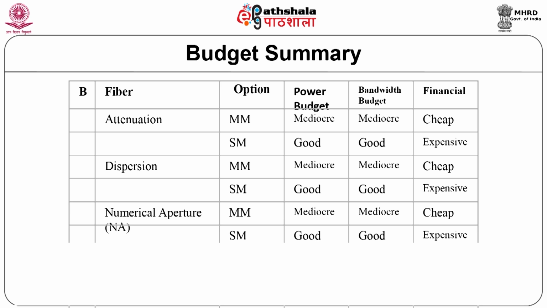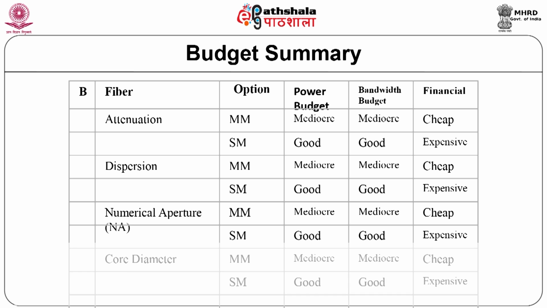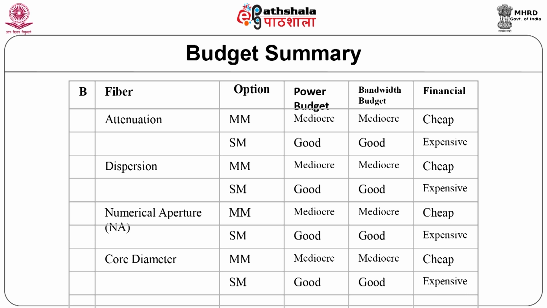Numerical aperture, multimode fiber, mediocre, bandwidth budget mediocre, cheap. Single mode fiber, good, good and expensive. Core diameter, multimode fiber, mediocre, mediocre, cheap. Single mode fiber, good, good and expensive.